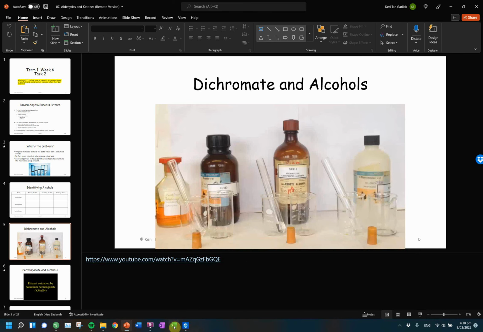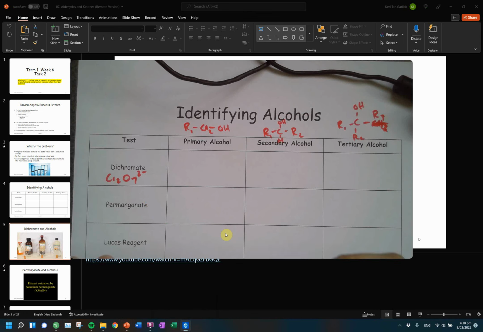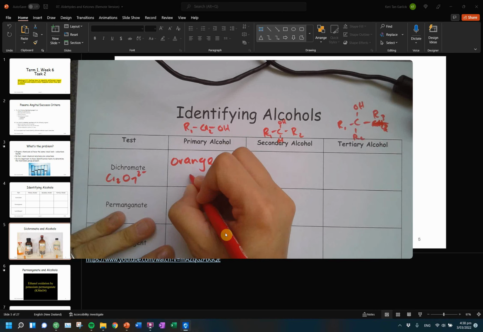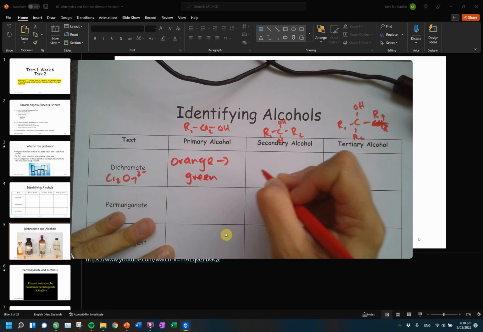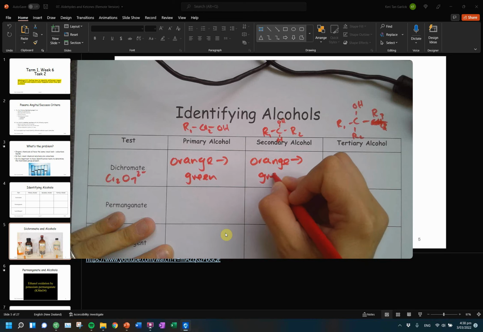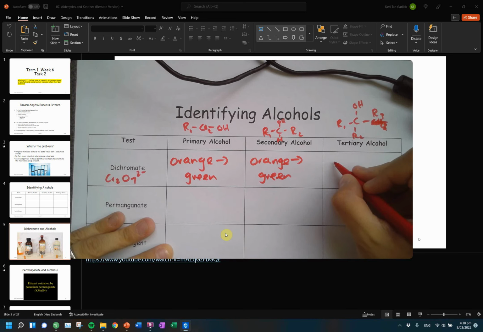So we're going to write that down in the notes. That was just the main thing from that video that I wanted to show you. So this one will go from orange to green. This one will go from orange to green. And this one won't change, it'll stay orange.